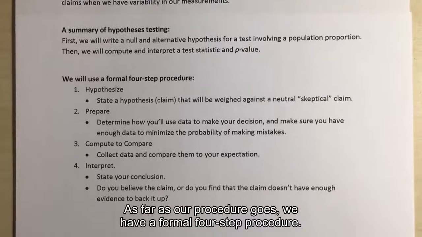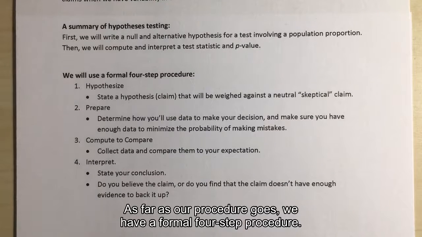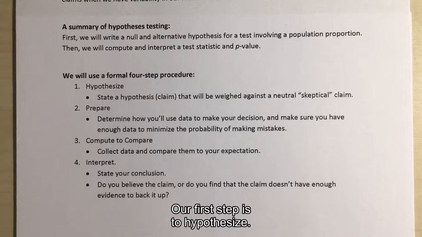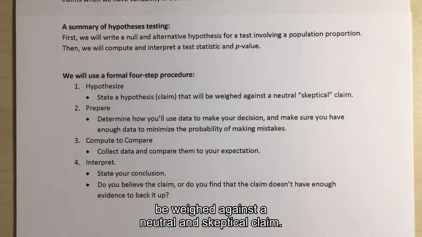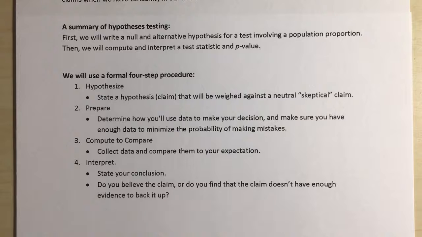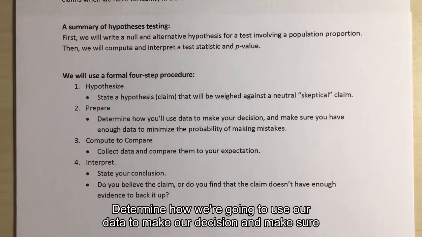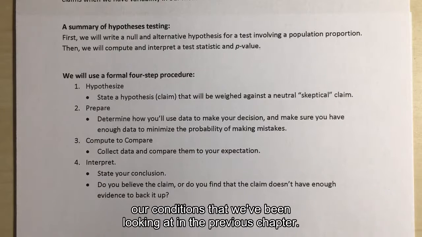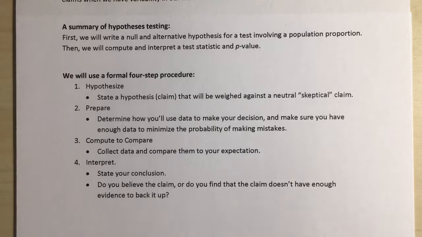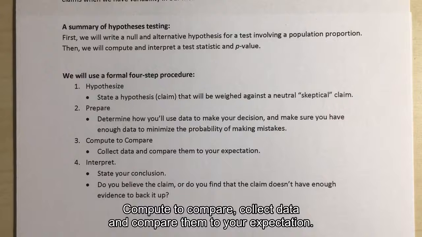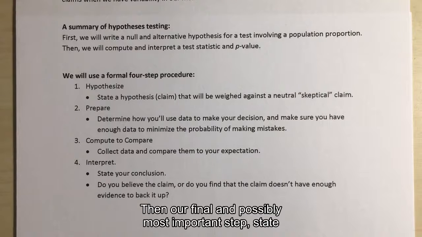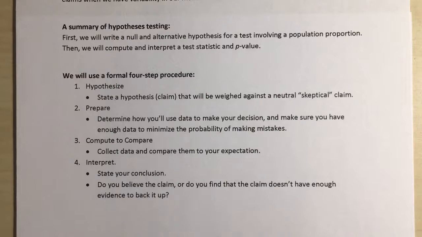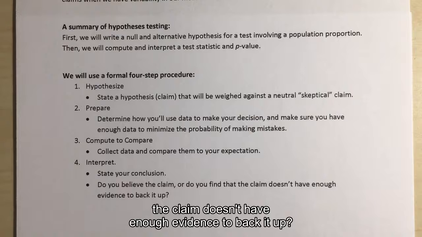So as far as our procedure goes, we have a formal four-step procedure. Our first step is to hypothesize. We're going to state a hypothesis or claim that will be weighed against a neutral or skeptical claim. Then we prepare: we're going to make preparations, determine how we're going to use our data to make our decision, and make sure we have enough data to minimize the probability of making mistakes, so we can relate this back to our conditions that we've been looking at in the previous chapter. Compute to compare: collect data and compare them to your expectation. And then our final and possibly most important step, state our conclusion, make an interpretation. Do we believe the claim, or do we find the claim doesn't have enough evidence to back it up?